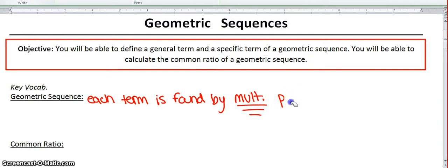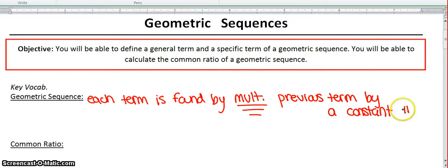I can't spell previous. Previous. And another keyword is that constant word there. Okay, because you have to multiply the previous term by the same number you multiplied the previous term by.